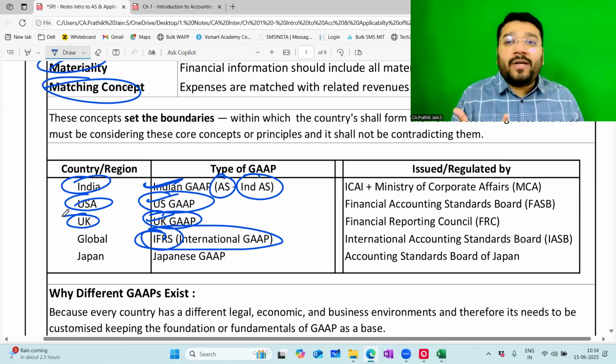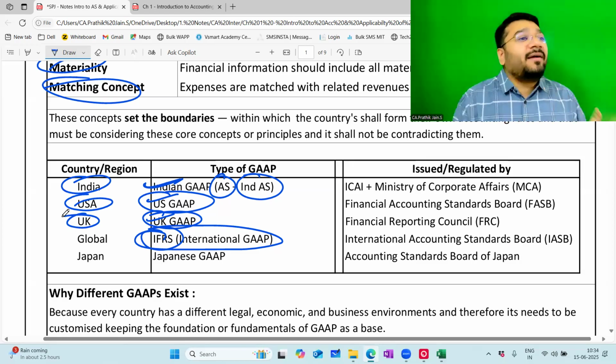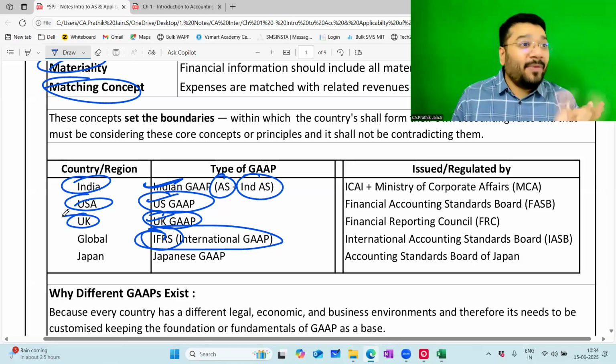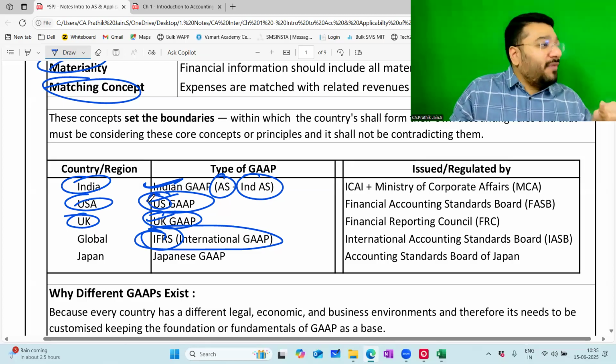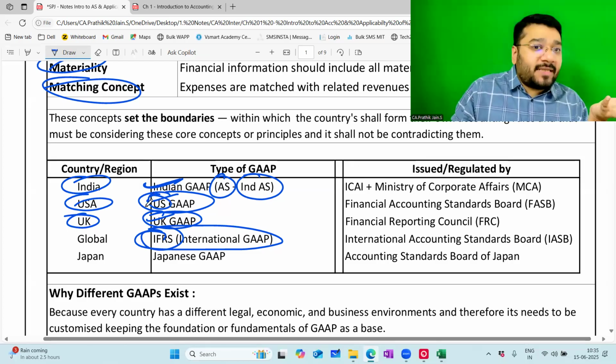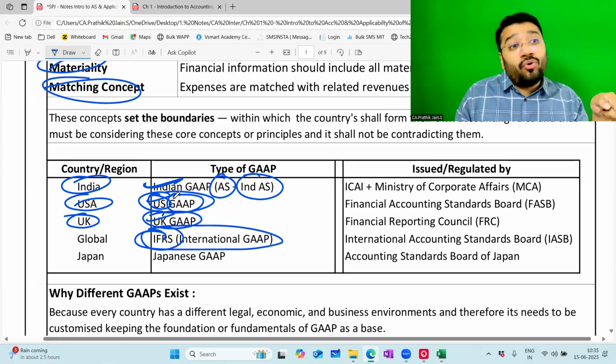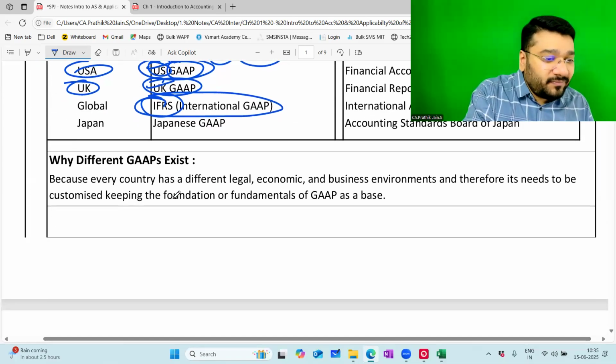So they have their own accounting standard, but in accordance with the GAAP. That's why they call it Indian GAAP, US GAAP. Means we have our own way of presenting or preparing accounting standards. But yes, we are in line with GAAP.